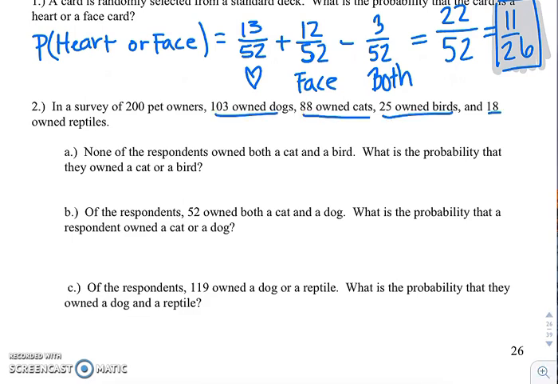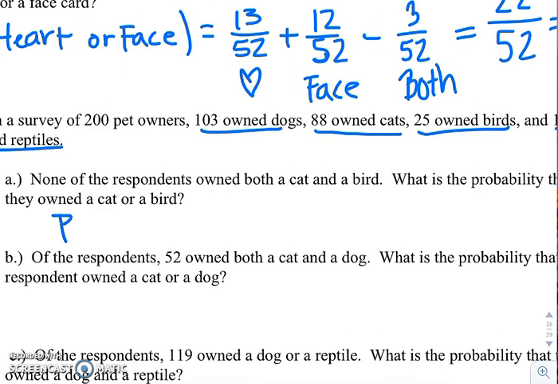So for number 2, in a survey of pet owners, 103 had dogs, 88 had cats, 25 had birds, and 18 owned reptiles. It's telling us in A that nobody owned a cat and a bird. So there was no both here. There was no overlap. So what would the probability then be of someone owning a cat or a bird?